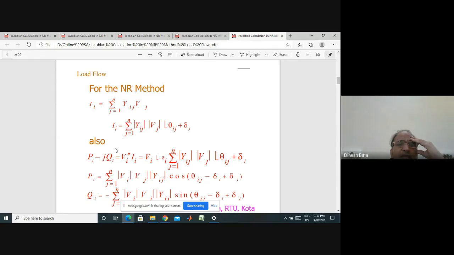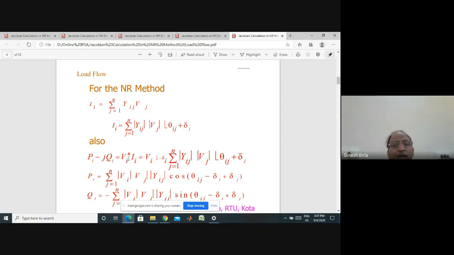Now what we have done in the next equation: the complex power is given by S equal to V times I star, where V is voltage and I is current. That means Si is equal to Vi Ii star, which is Pi plus jQi. Here we are using Pi minus jQi, that means the active and reactive power at the ith bus. So it becomes Vi star Ii, the complex conjugate of S. So S star is equal to Vi star Ii, and Vi star Ii is equal to Pi minus jQi.